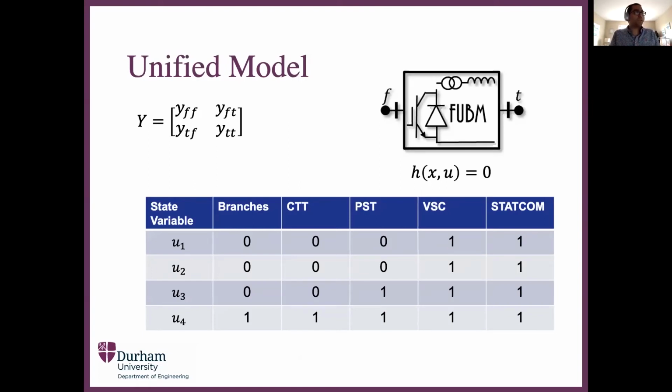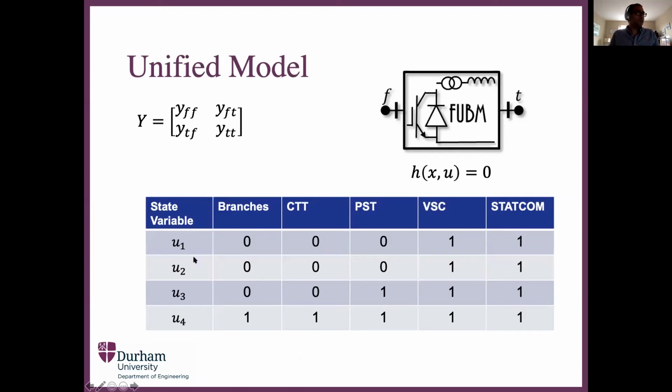We call it the flexible universal branch model. That's just a name that we gave it. But it is meant to represent a variety of different devices. Now, the way that it works at a simple level, again, you have an admittance matrix, which gives you the relationship between input and the output in the device. And with that, you are able to create those power balances that you need.